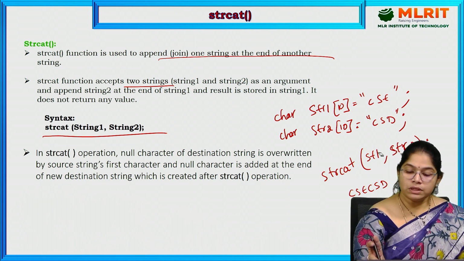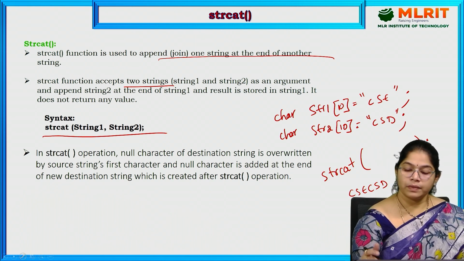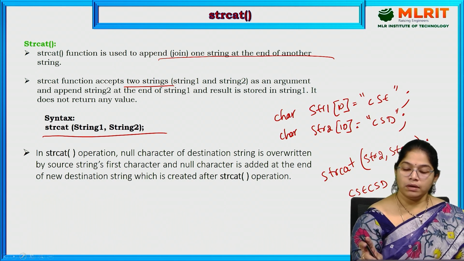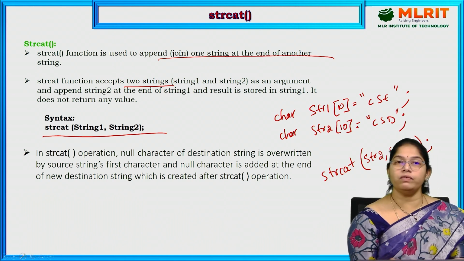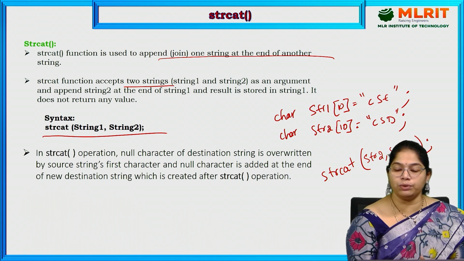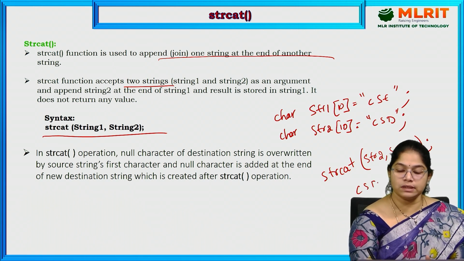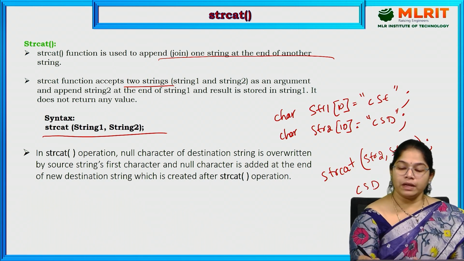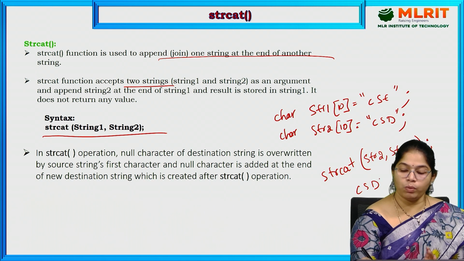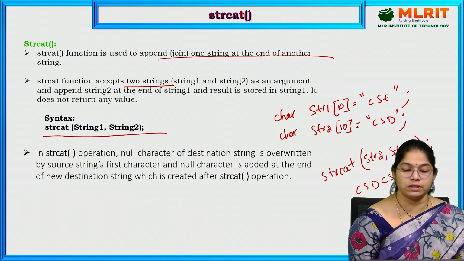If I am using str2 comma str1, it means string 1 will join to the end of string 2. Here string 2 is CSD and string 1 is str1. So first we print str2, CSD, then str1 will get joined to the end of it.